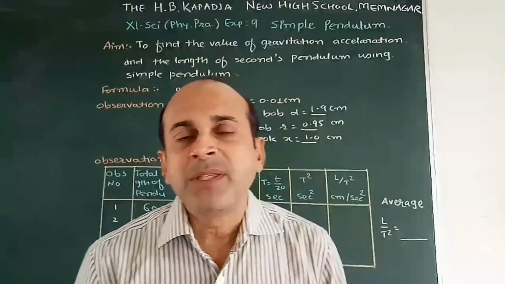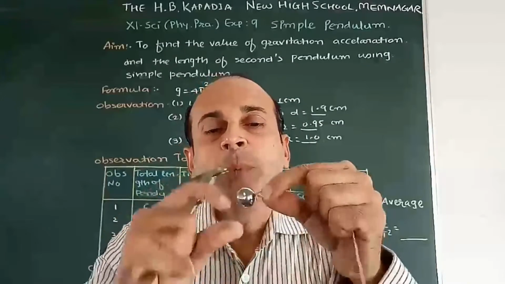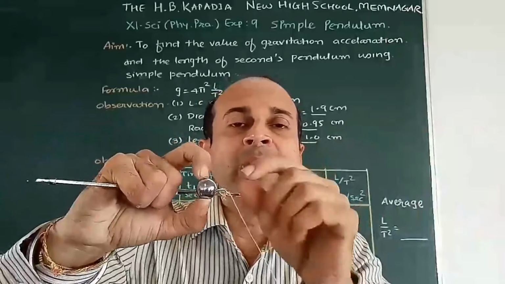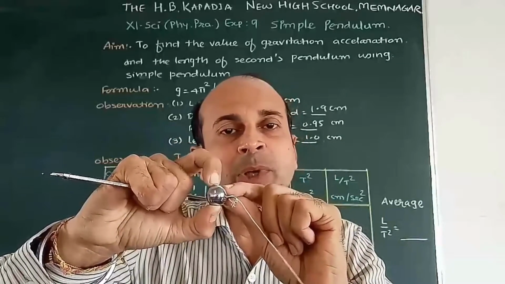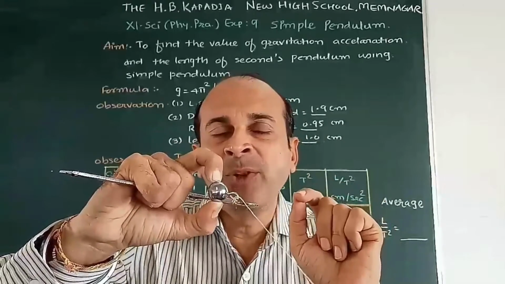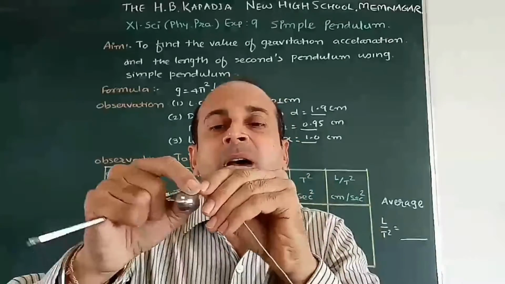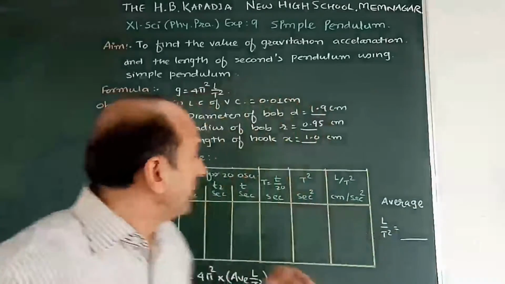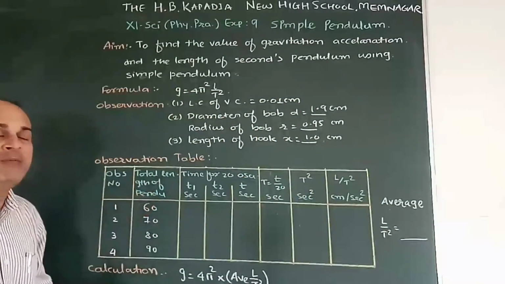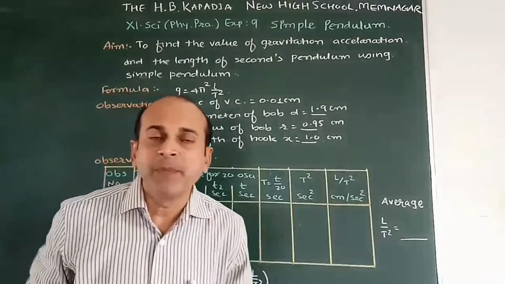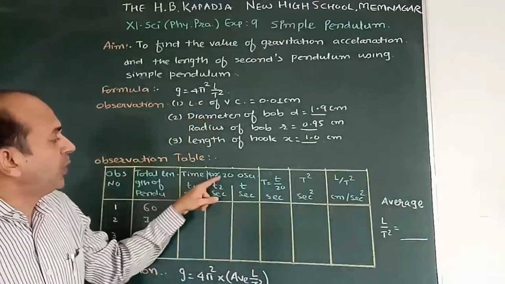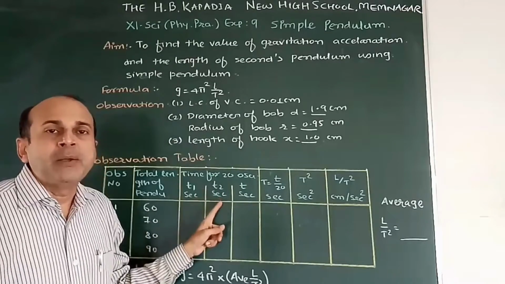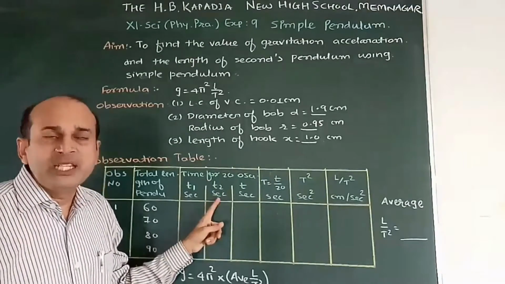60 centimeter means from the center of the sphere to the rigid support, but we already have approximately 1 centimeter radius and 1 centimeter length of the hook. So we will take the length of thread 58 centimeter, so that the total length of the pendulum will be equal to 60 centimeter. Let me measure the time for 20 oscillations the first time, and repeat it for the same length, the second time, which is t2.